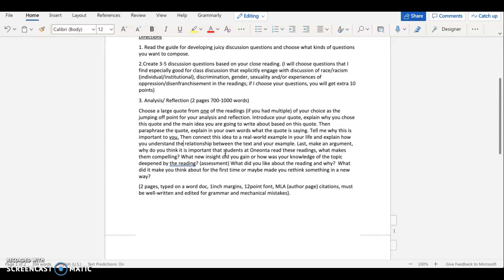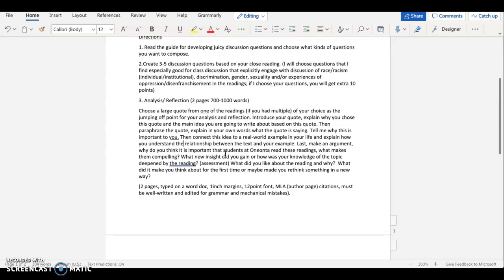And then what about these readings is powerful that you feel it would help people understand something that you think is important. And then is there anything new that you learned from the reading? What was it? Or if you knew about it already, how did you learn more about this particular topic? So let's say you are familiar with immigration and the border, but what about the reading was new to you? What did you like about it? What did it make you think about maybe for the first time, or made you rethink something in a new way? So that's the reflection part of the assignment, right?